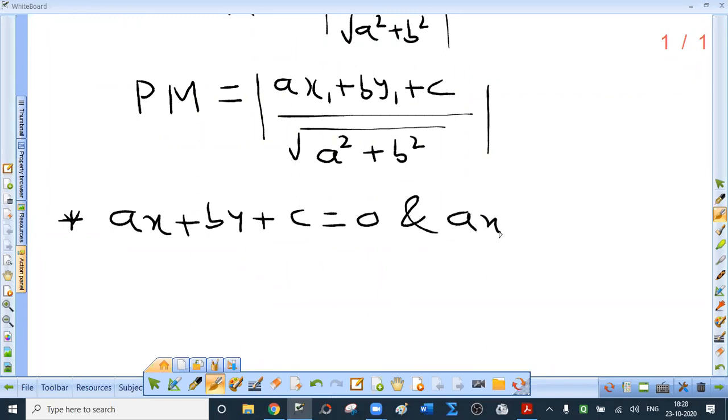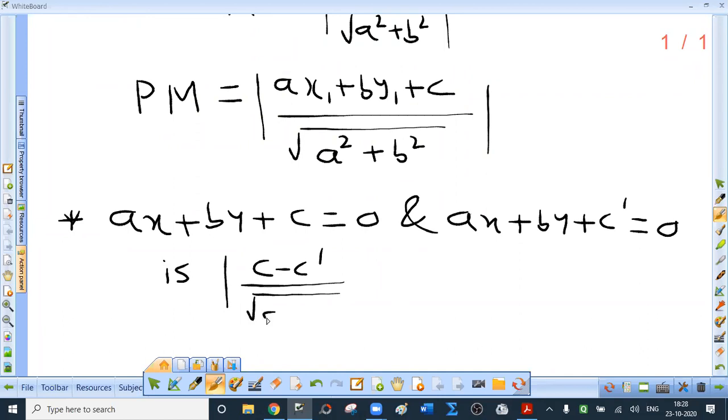See the equations. Ax plus by plus c equal to 0 and ax plus by plus c dash equal to 0 is mod of c minus c dash upon root of a square plus b square. Now in the textbook, I think they have considered C1, C2 instead of C and C dash. Same logic.